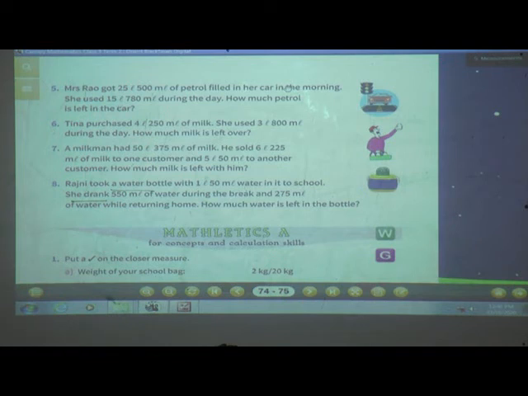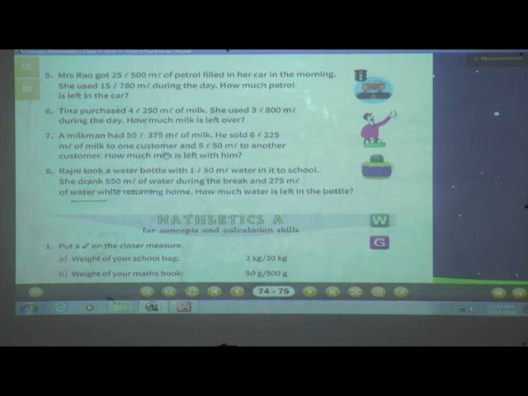So what you have to do here, see here the word left is there, means you have to do the subtraction. Okay, next example, Tina purchased 4 liter 250 milliliter of milk. She used 3 liter 800 milliliter during the day. How much milk is left over? Again, this fifth and sixth, both the questions are same. Here also you have to do the subtraction because the word left is there, means you have to do the subtraction.